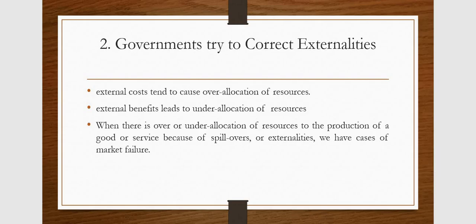So with a spillover or externality, maybe you might be a third person, but you can also bear the effect. And so when it comes to spillover, external costs tend to cause over allocation of resources. External benefits lead to under allocation of resources. Before then, let's look at what the external cost is and what the external benefit is. We can classify the external cost as the negative externality, and the external benefit as the positive externality. I hope you get that.